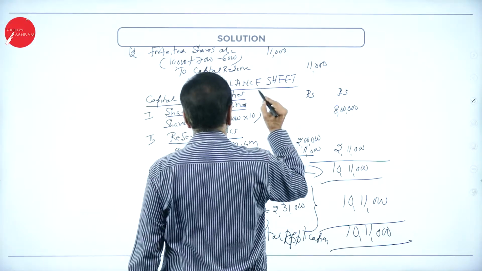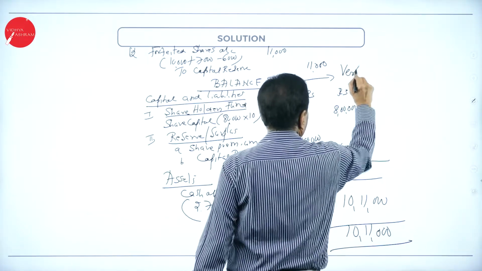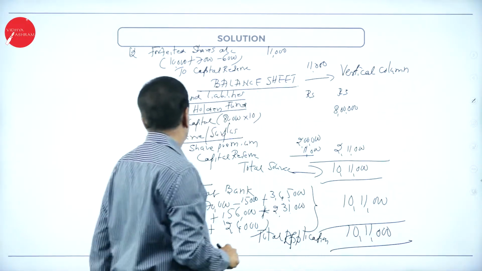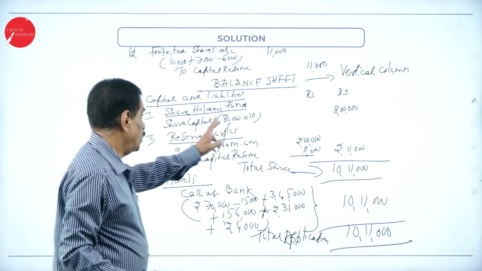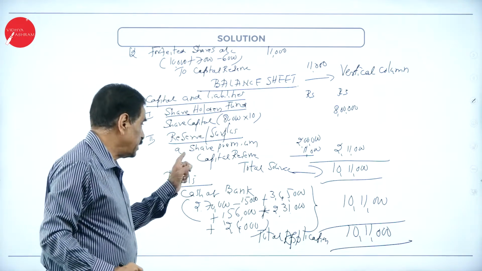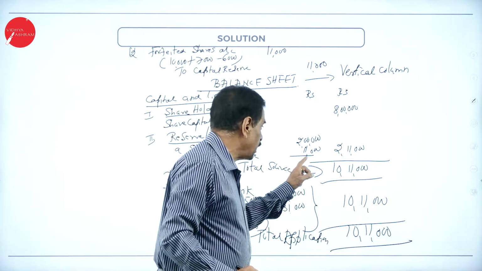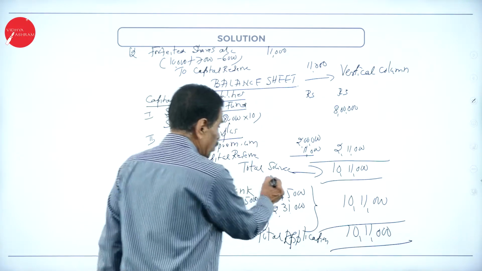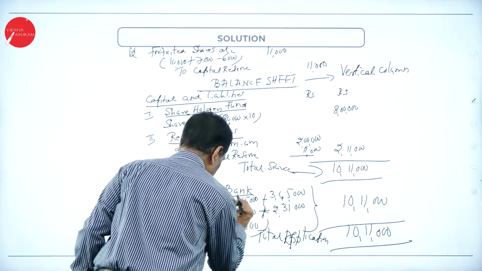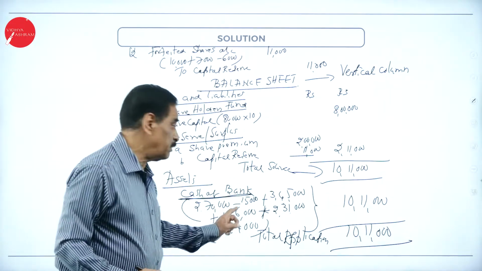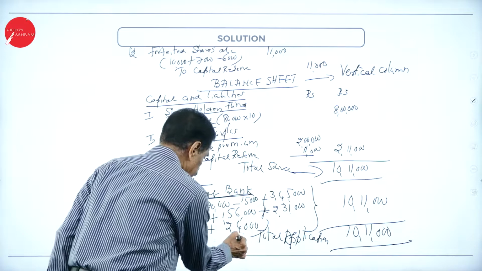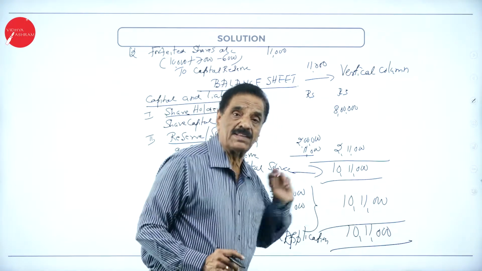Balance sheet under vertical column. So capital and liabilities, shareholders' fund, share capital 80,000 into 10, 8 lakh, reserve and surplus, share premium 2 lakh, capital reserve 11,000, 2 lakh 11,000. So total source is 10 lakh 11,000. Asset, cash at bank, 2 lakh 70 minus 15, 3 lakh 45 plus 1 lakh 50, 2 lakh and 24,000. It will work out to 10 lakh 11,000 rupees.